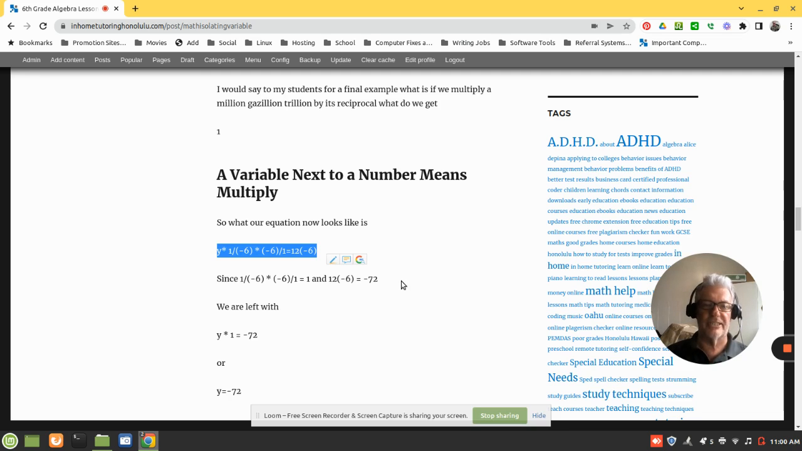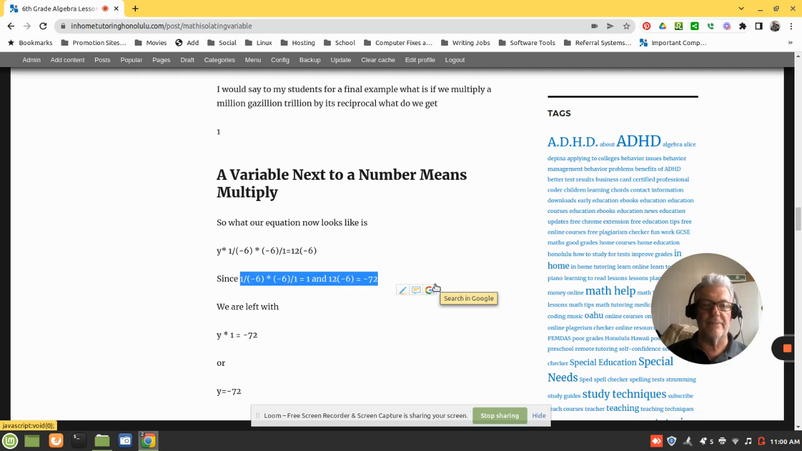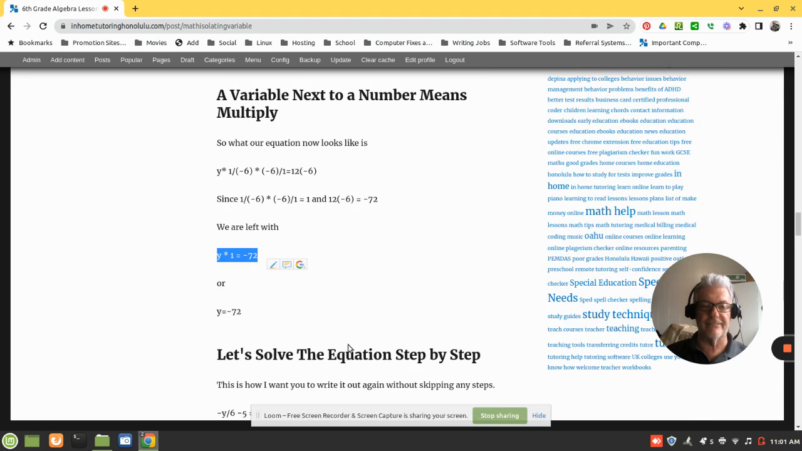So since 1 divided by negative 6 times negative 6 over 1 is 1, and 12 times negative 6 equals negative 72, we are left with y times 1 equals negative 72, or y equals negative 72. You did it. You solved the equation. Great job.